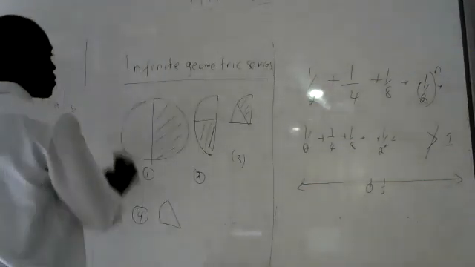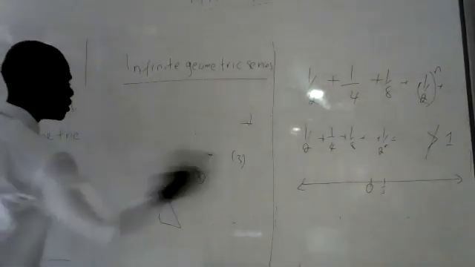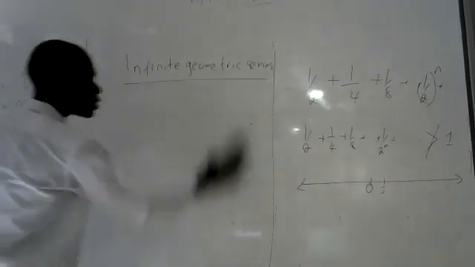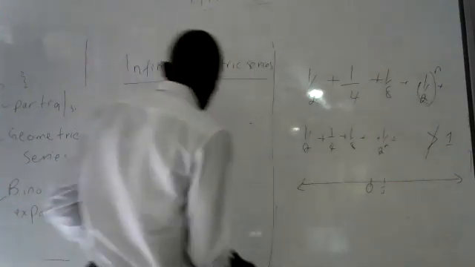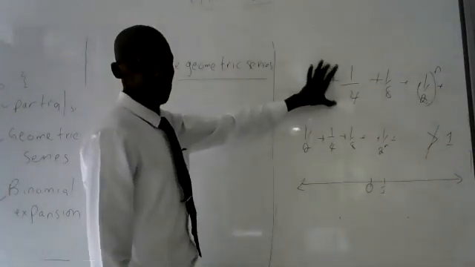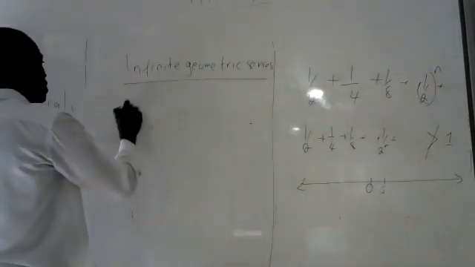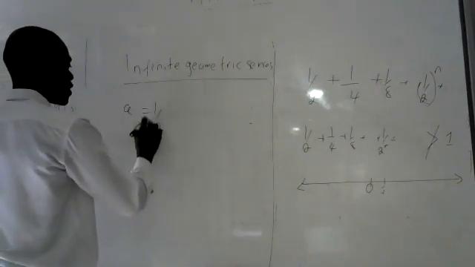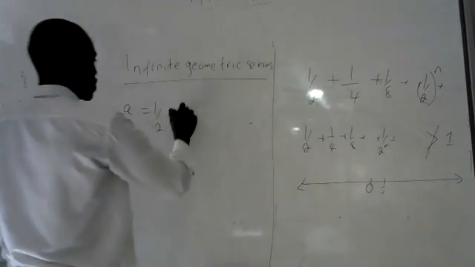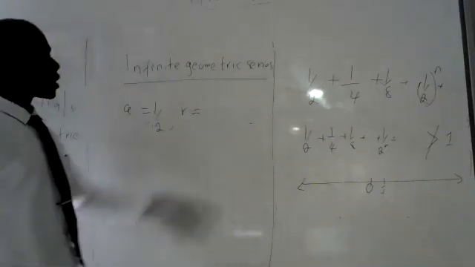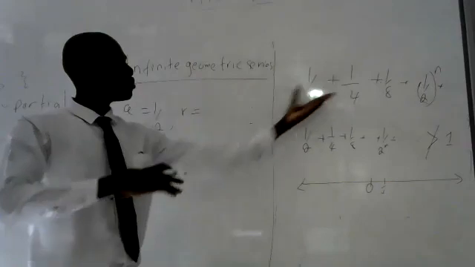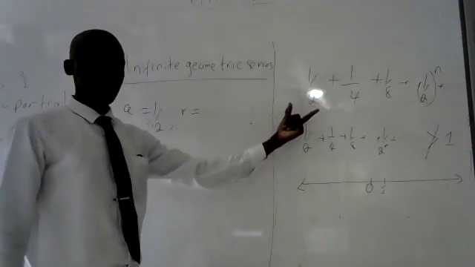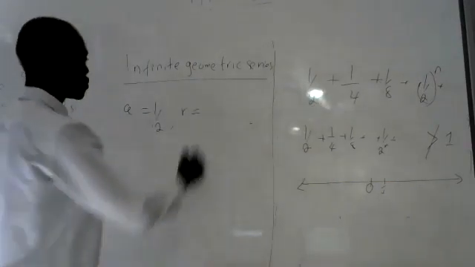Let us try to use the formula that we had before for geometric sequences. So in this case, let us first of all find a formula for this sequence. Of course, we know A is a half, that is the first term. What's the common ratio here? 1/2. The ratio is a half.